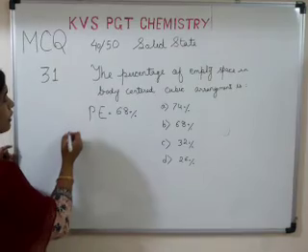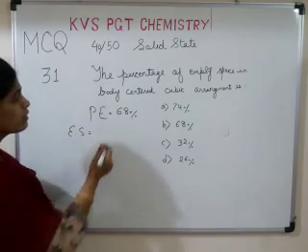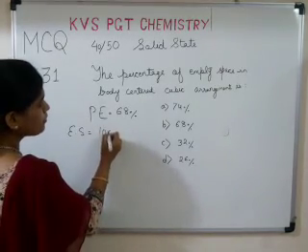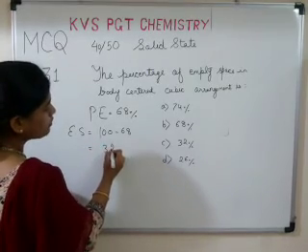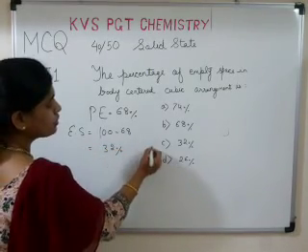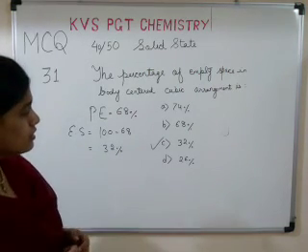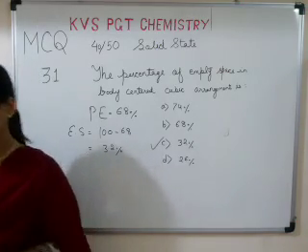So my dear children, how to calculate the empty space? To calculate the empty space, we subtract packing efficiency from 100, right? So 100 minus 68, you get the answer 32%. So the correct answer is option number 3, 32%. Okay.